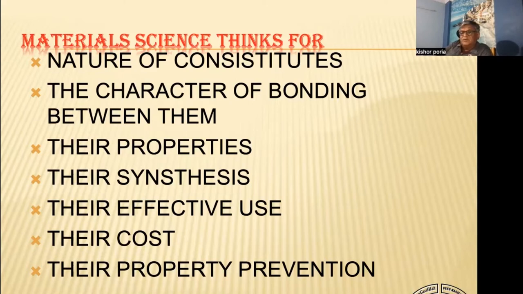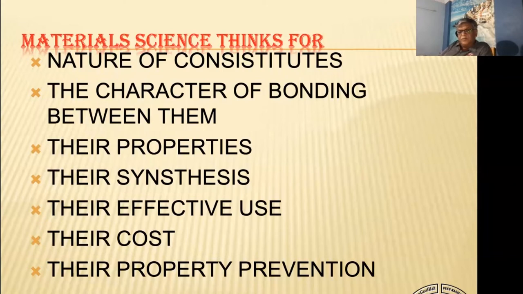Material science also thinks about what type of bonds are present in a material. As I mentioned, material science thinks about the nature of the constituents. It also deals with what type of bonds are present in a material. We are aware that the primary bonds are the ionic bond, metallic bond, covalent bond, and hydrogen bond. Different types of secondary bonds are also present in materials. They also deal with their properties.